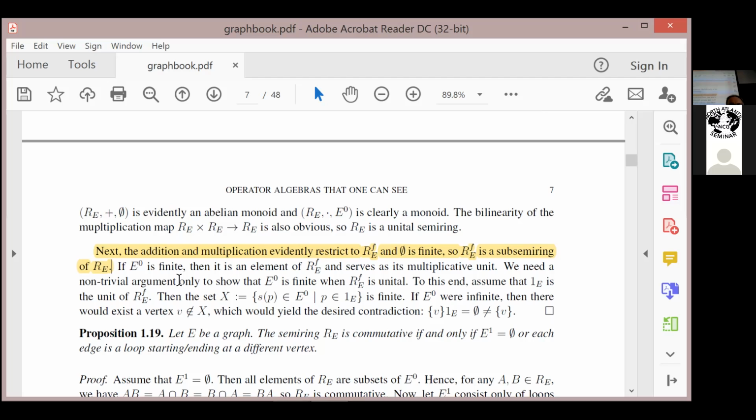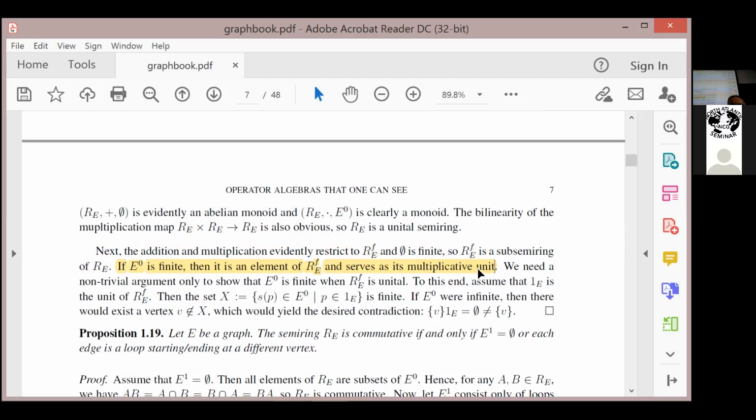But now if E0 is finite, then it is an element of RFE and serves as a multiplicative unit. That part is clear. If it is a multiplicative unit in the big semiring, which I explained to you just a second ago, of course it is also a multiplicative unit in the smaller one. It's just a question whether or not it belongs in this restricted semiring. So that part is clear.